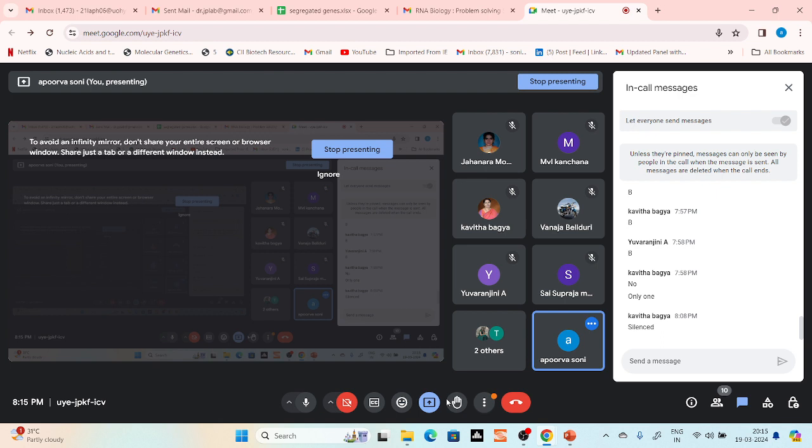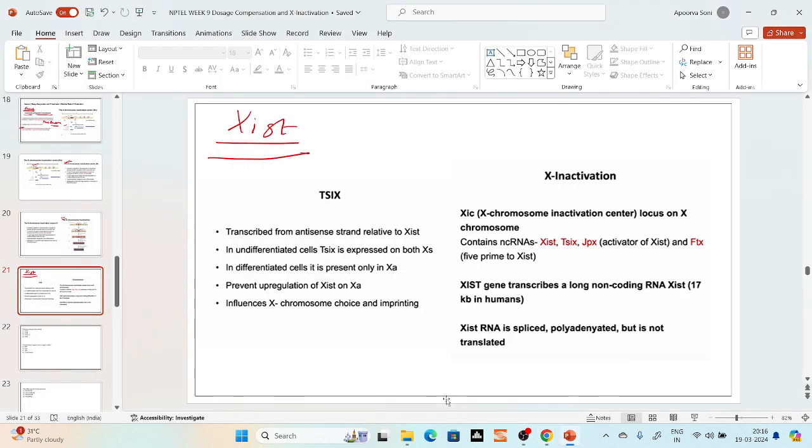XIST. So why is Xist used? What is the use of Xist long non-coding RNA? Inactivation of one of the X chromosomes. So Xist is used for the inactivation of one of the X chromosomes, and the function of Xist is regulated by another long non-coding RNA, which is Tsix, just the opposite of Xist.